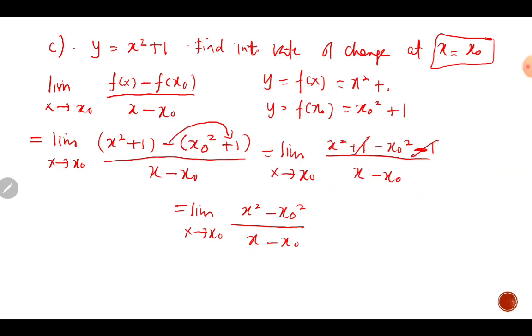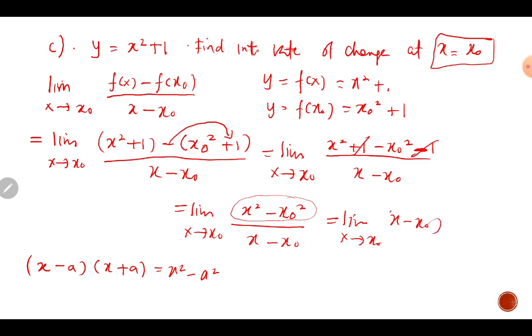Again here, in chapter 2, I have mentioned about this. Remember, whenever we have x minus a times x plus a, it is equal to x square minus a square. So meaning to say, x square minus x naught square is equivalent to x minus x naught times x plus x naught over x minus x naught.